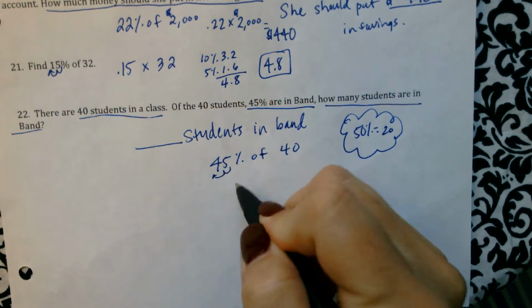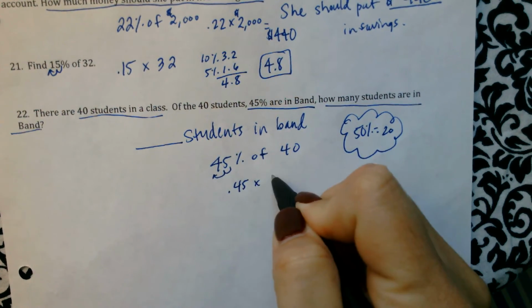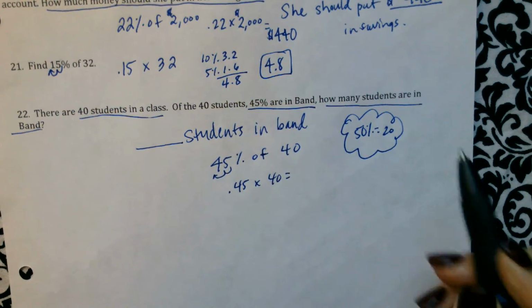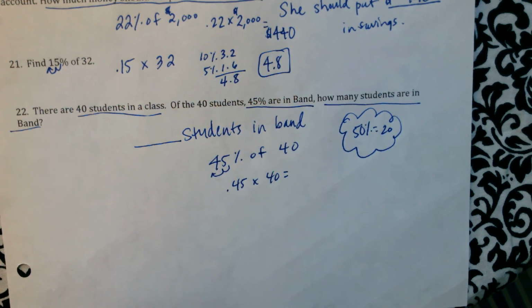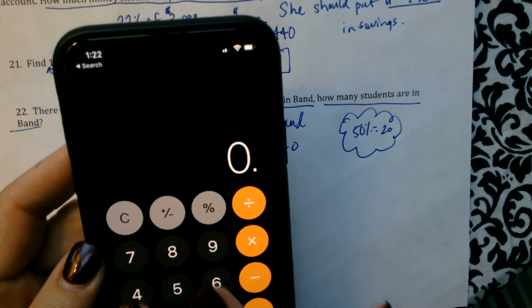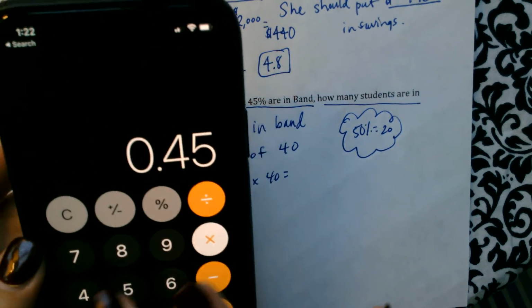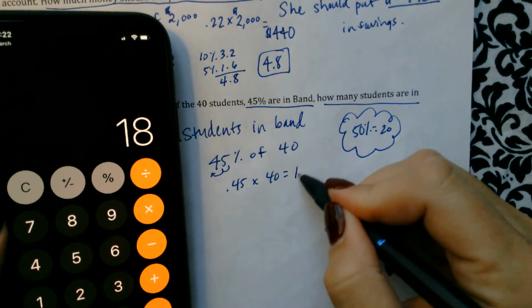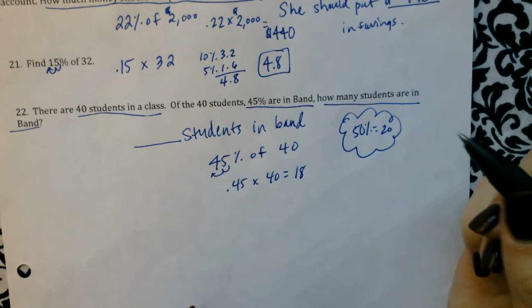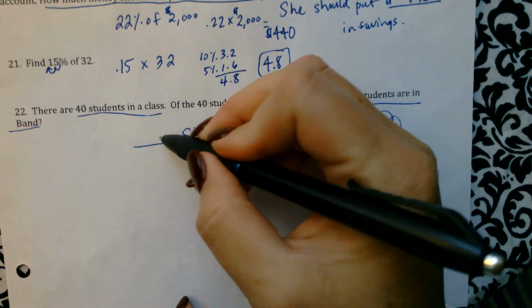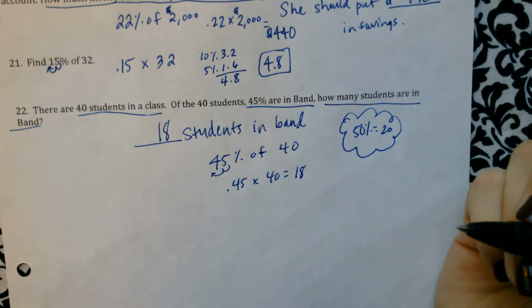So move my decimal over, 0.45 times 40. So if my answer comes close to 20, I will know my answer is reasonable. Times 40, so 18. So it's pretty close to 20. So I would know that makes sense. So 18 students make up 45%.